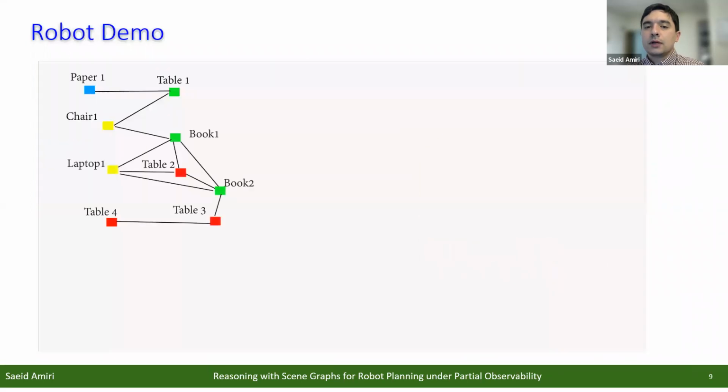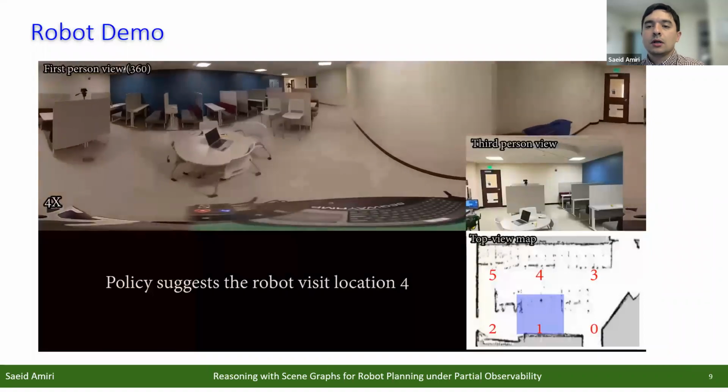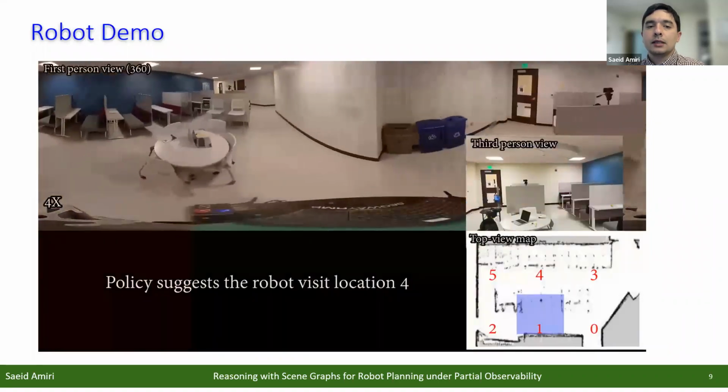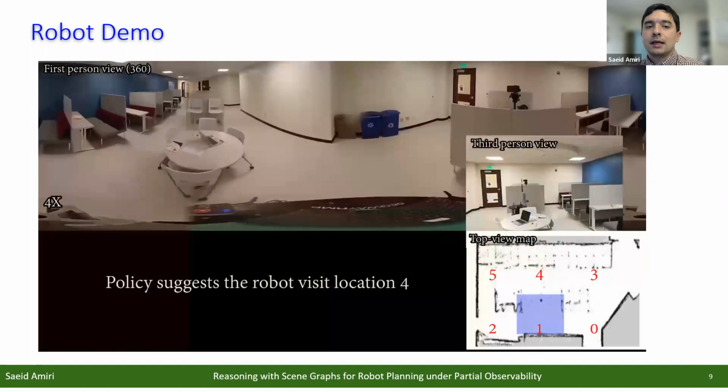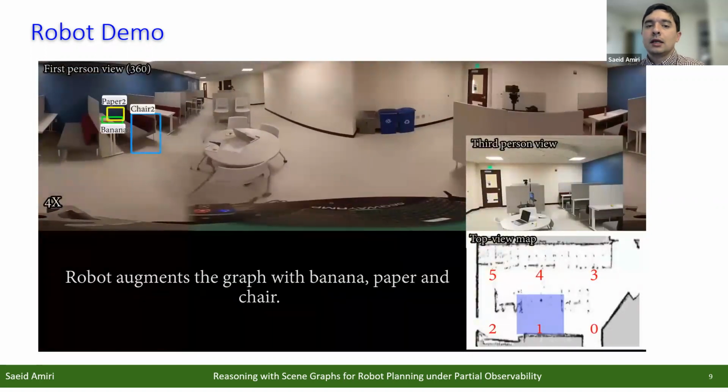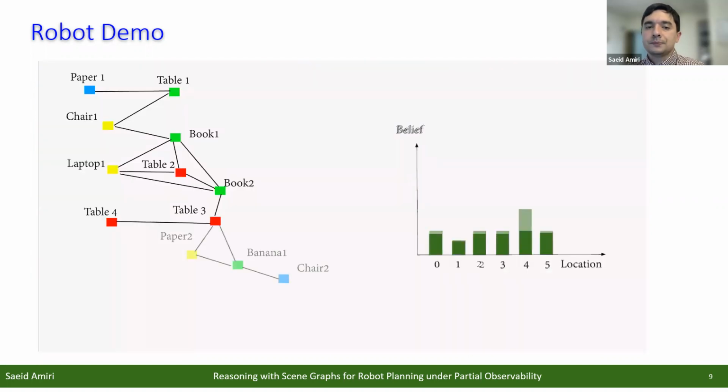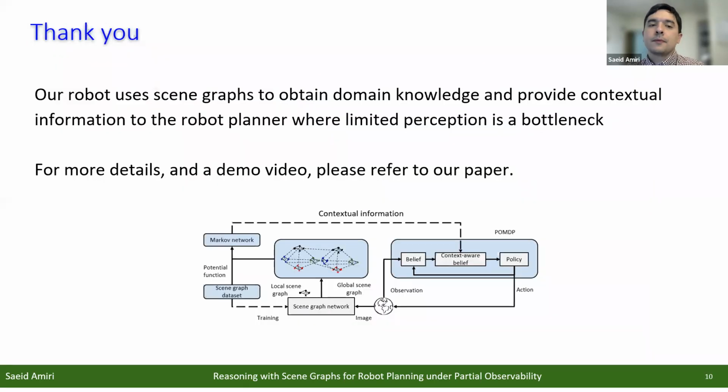Here is a portion of our demo where the robot is generating the local scene graph in order to augment the global scene graph and update the belief as it is navigating in the environment until the task is complete. Our robot uses scene graphs to obtain domain knowledge and provide contextual information to the robot planner where limited perception is a bottleneck. The demo link and more details can be found in our paper.